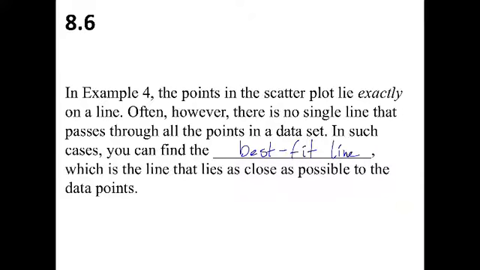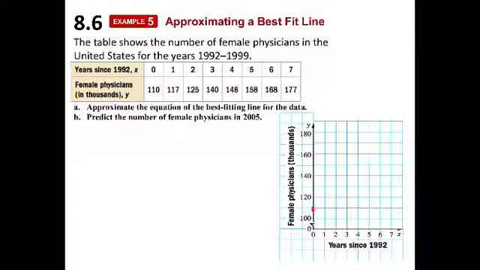So it's a line that lies as close as possible to all of your data points. So let's take a look at an example. The table shows the number of female physicians in the United States for the years 1992 through 1999.